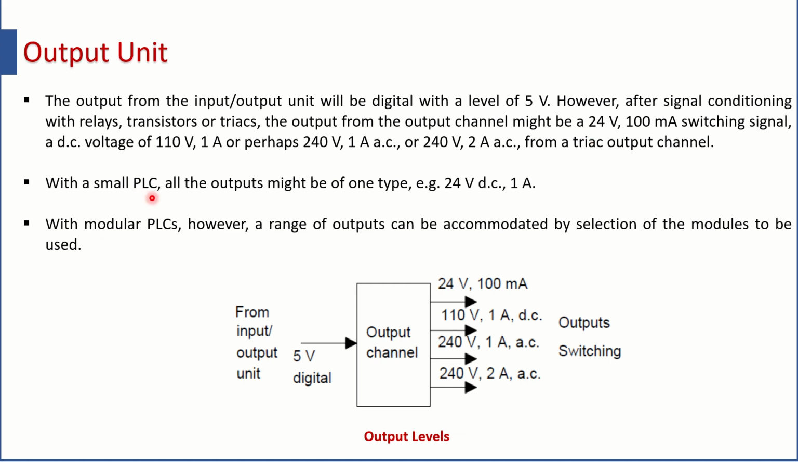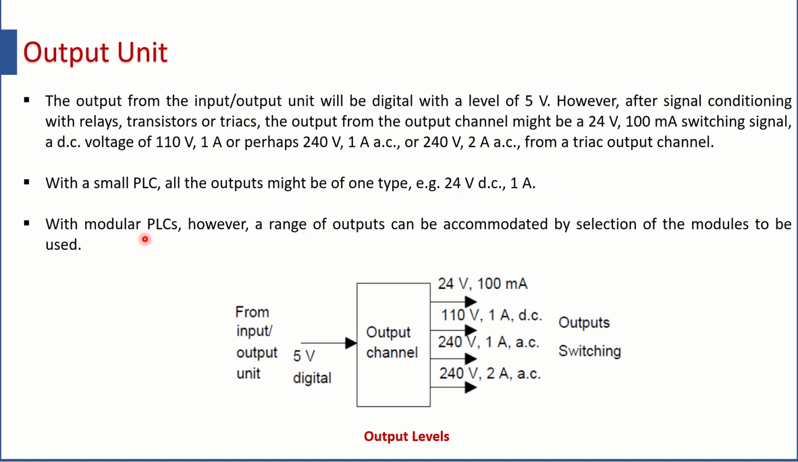Now you see, if we are talking about small PLCs or the brick PLCs, then all the outputs can be of one type. There is no doubt. It can be of 24 volt DC 1 ampere. It is a very typical specification.